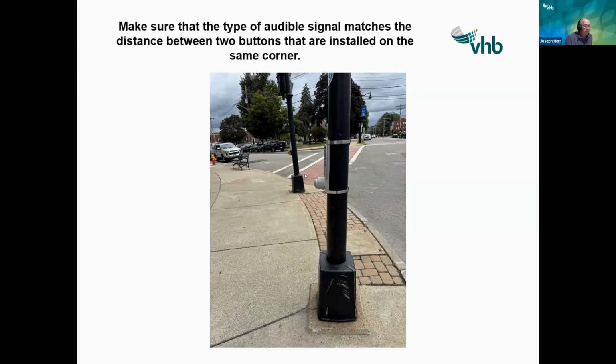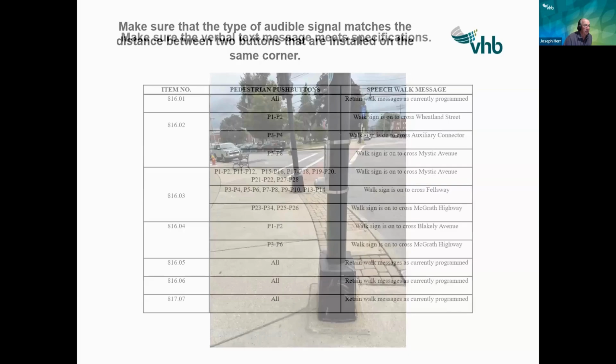So there's no confusion for a pedestrian to know which one is active at that time if they're less than 10 feet. If they're more than 10 feet away, then that's not a requirement, typically not a requirement.